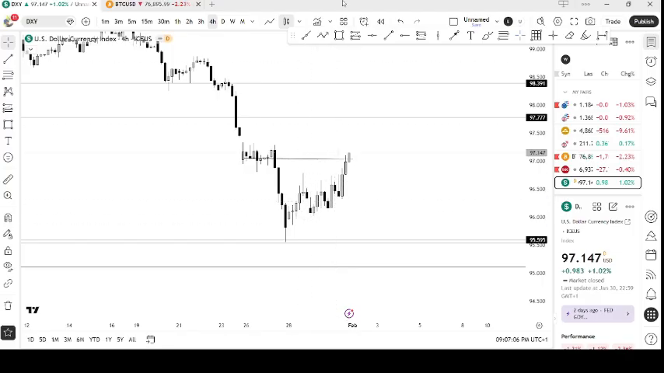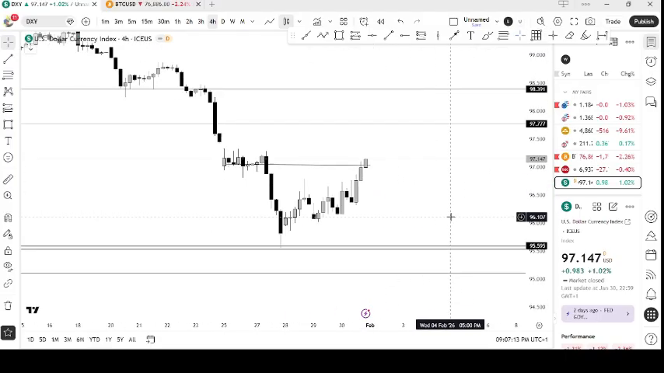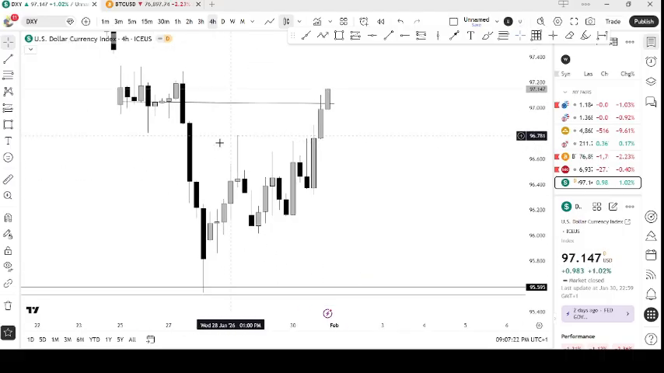You cannot take any setup around this zone here. So if you're an experienced trader, then you can take a short-term buy around this area just to target the break of this high. You understand? Because this is a one-leg move.